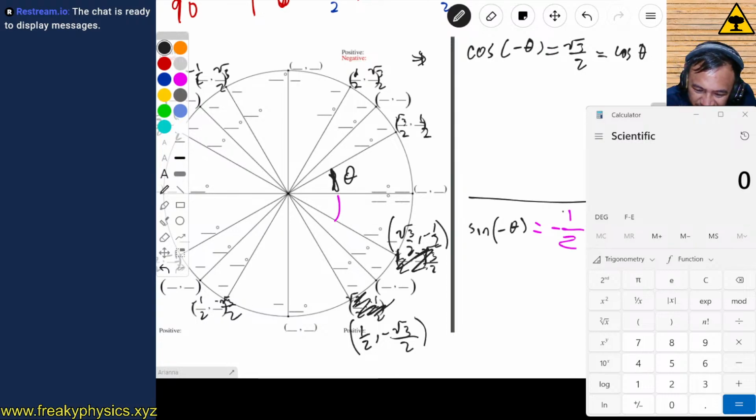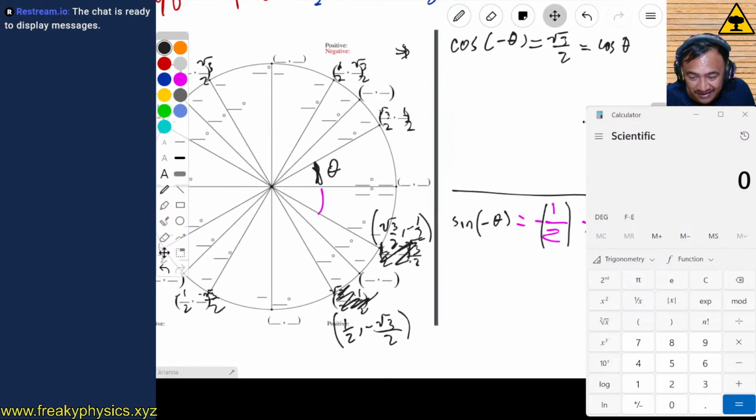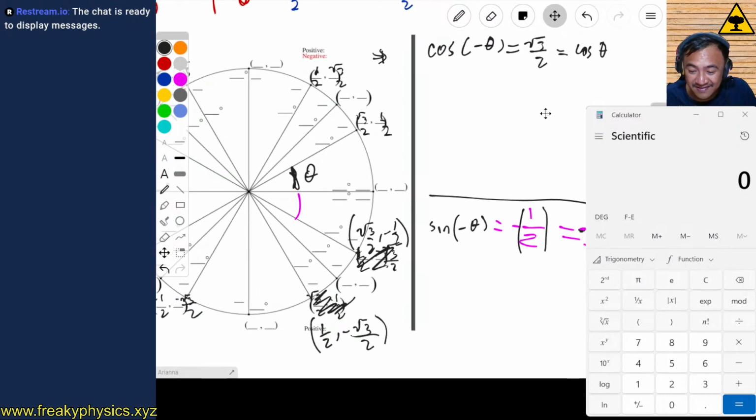Now I want you to focus on this, and I'm going to put a bracket. What is 1 half here in this case? It equals the normal sine theta, right? But remember, you also have this negative sign right there, so this should have a negative sign here. So cosine of negative theta is the same as cosine theta, but the sine of negative theta is the negative of the sine of theta.